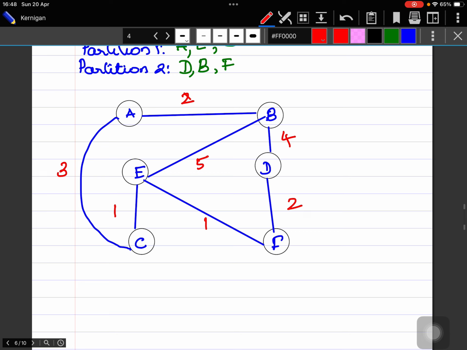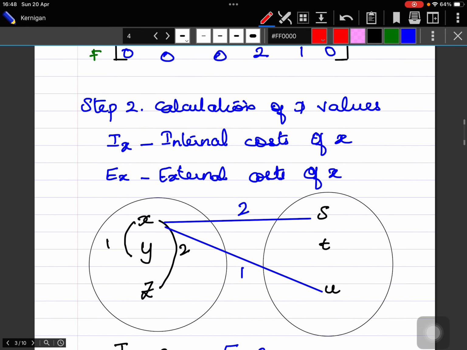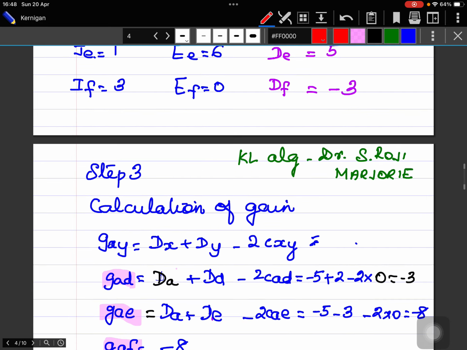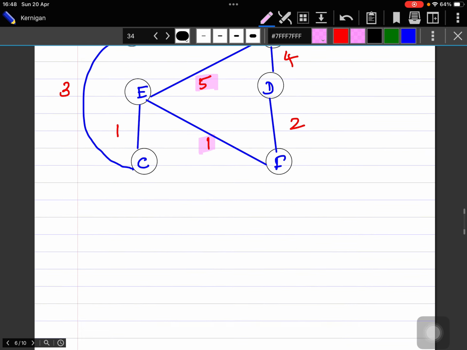So can we compare the previous ones? If you compare, you can find out that in the previous case we had 3 wires which ran from one partition to the other, that I have not shown here. The total edge cut cost in the previous one was 4 plus 5 plus 1, which was 10. Here it is 2 plus 5 plus 1, which is 8. So the cut cost has reduced, but we should not stop with this. We should go on.